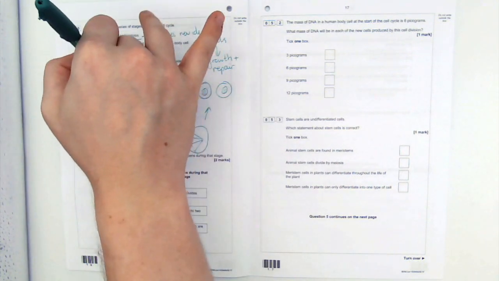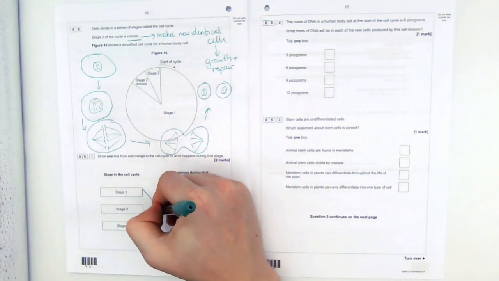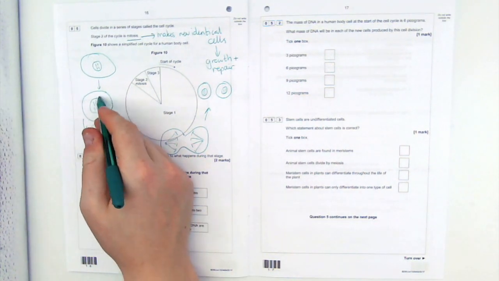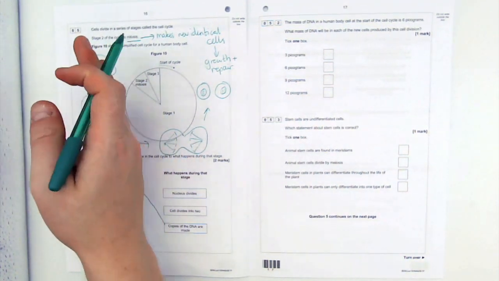So stage 1 here is the first thing, which is that the copies of the DNA are made. Stage 2 is the nucleus divides. It's going to break up and line up, and stage 3 is the dividing into 2.